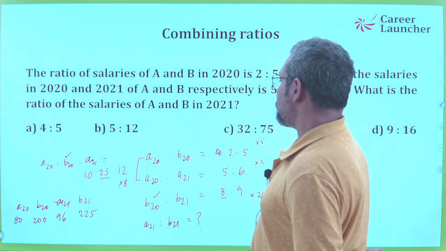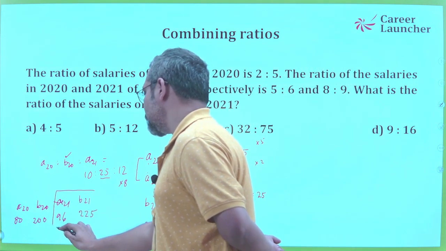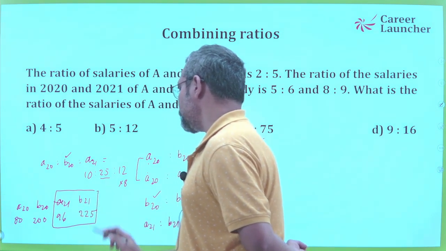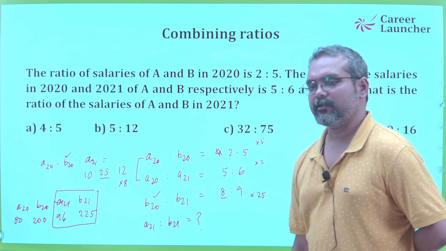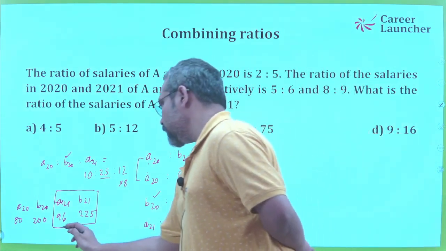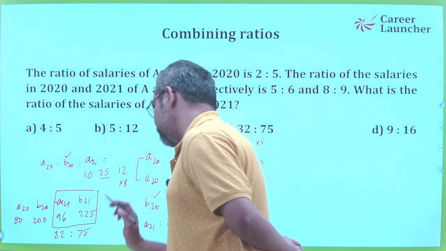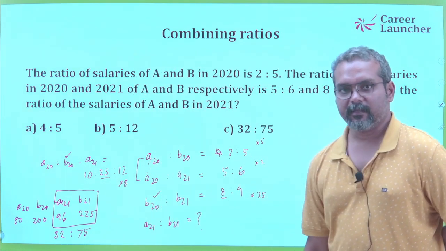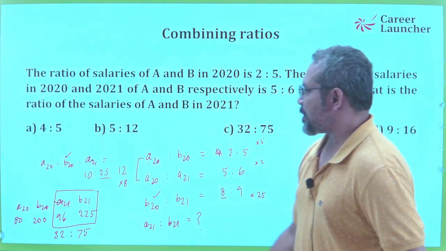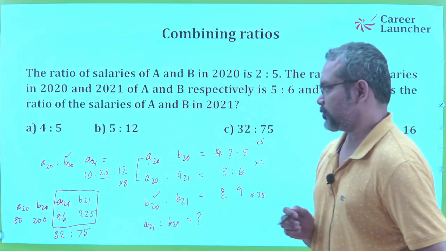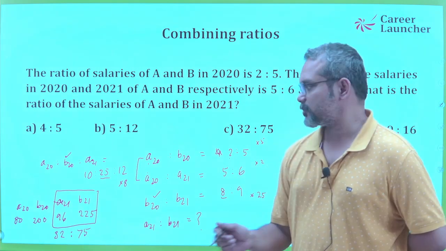Now the question was to figure out this. So 96 and 225, you observe that there is a 3 common, so we will cancel that out. So this will be 32 is to 75. That is our answer. Now we have actually ended up getting the entire ratio, but that was not the question. The question was just asking about these two.